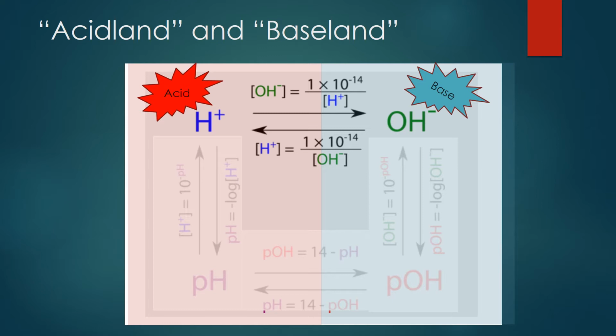So 1 times 10 to the negative 14, Kw, divided by the hydronium concentration will give me hydroxide. And the reverse is also true. If I want to find hydronium, I can take Kw divided by hydroxide. So that's our introduction to acid land and base land.